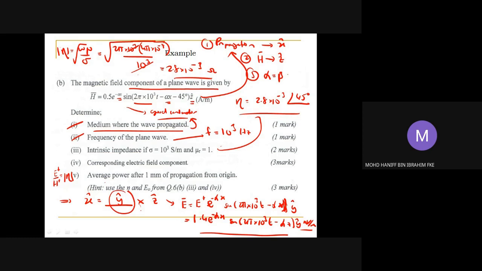And finally, is to find the average power of the wave after 1 millimeter of propagation from origin. This is based on the average power equation from the Poynting Theorem that we have learned previously, where in general for the case of lossy medium, P average equals the amplitude of the E field squared, exponential negative 2 alpha x, sorry, 2 alpha x, because the wave is directed towards the x direction, and you have cosine of theta eta divided by 2 impedance amplitude. This is for the case of lossy medium.